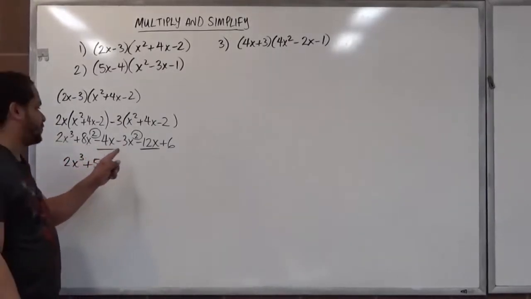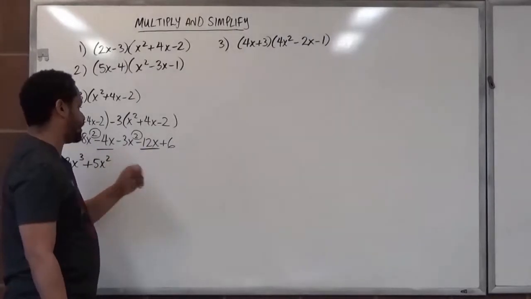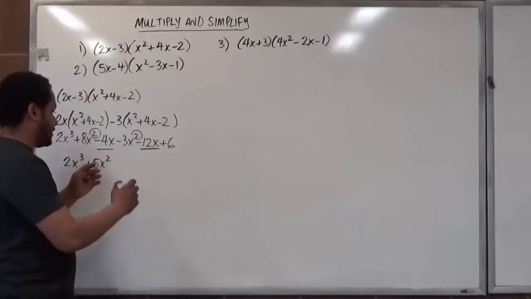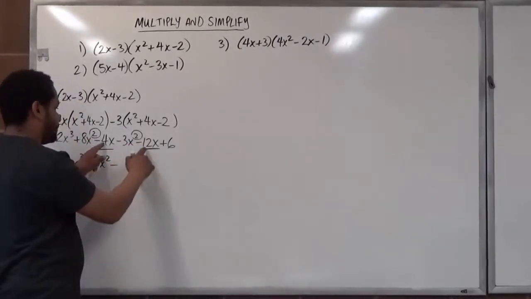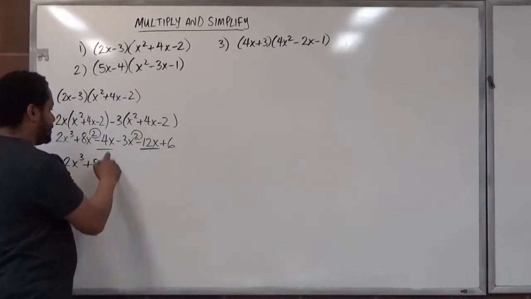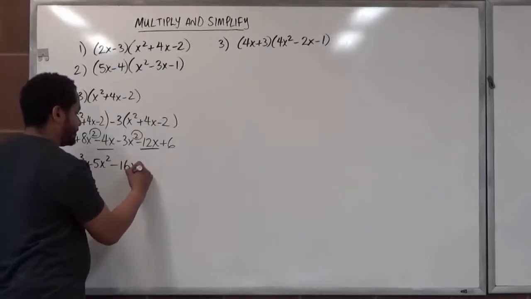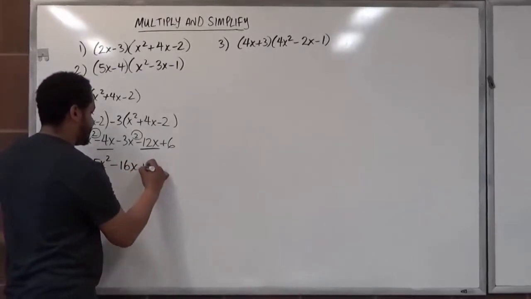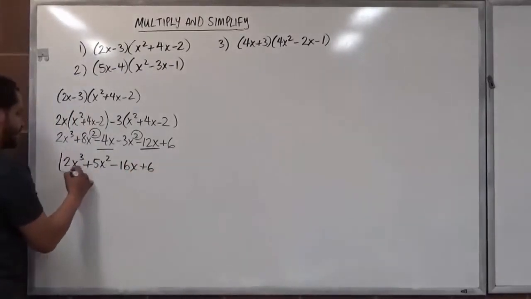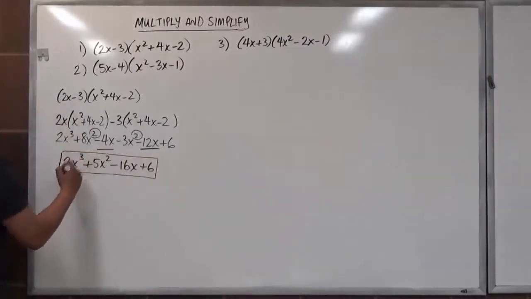Here we have negative 4x, negative 12x. Same sign, we combine the terms and add them up. Keep the sign of the symbols, right? So negative 4, negative 12, it becomes a negative 16x. And we have then positive 6. And that completes the distribution.